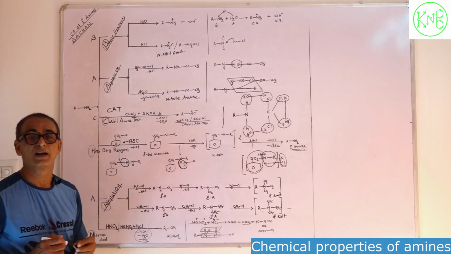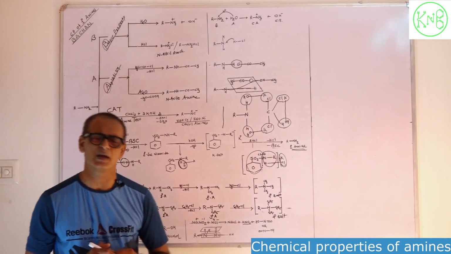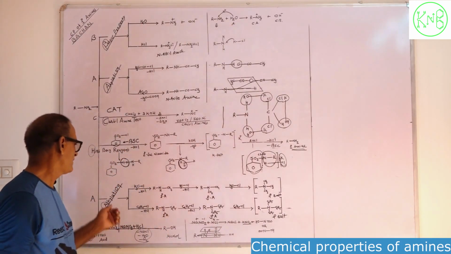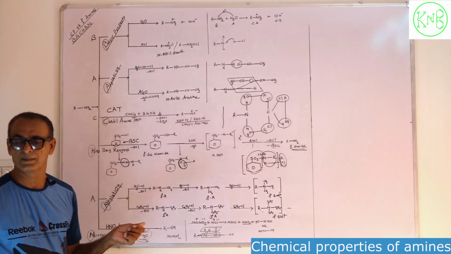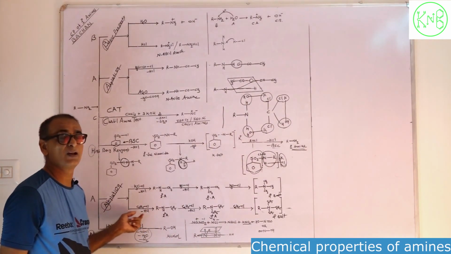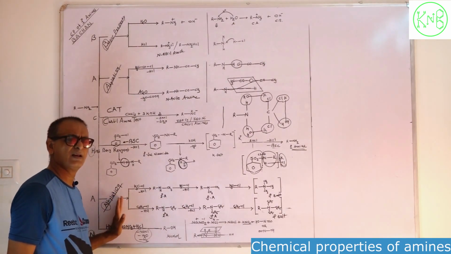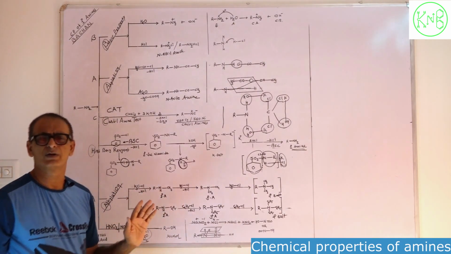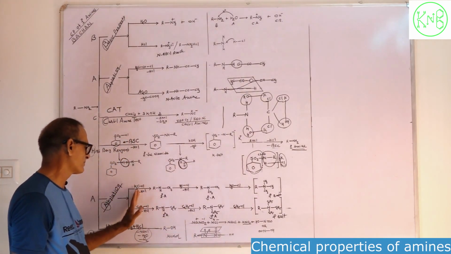Next one is alkylation. Alkylation is nothing but introduction of an alkyl group. Alkyl group is methyl group, ethyl group. If we introduce the methyl group, then it is known as methylation. If we introduce the ethyl group, it is known as ethylation. Simply, during the alkylation, we have to use an alkyl halide as a reagent.